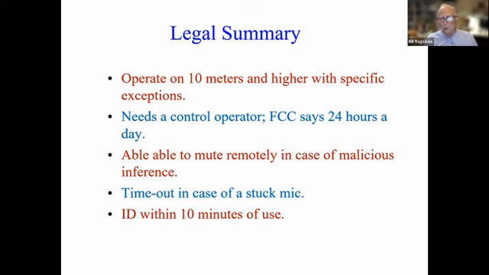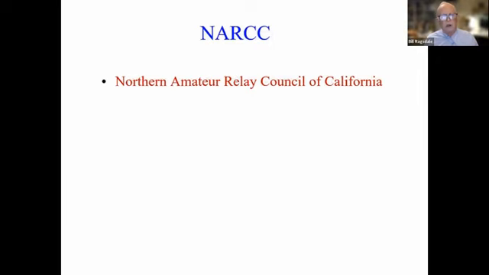A typical repeater will ID when there's a break after 9 minutes. If there's no break after 9 minutes, it will go till 10 minutes and then overlay the ID on top of whatever communication is going on.